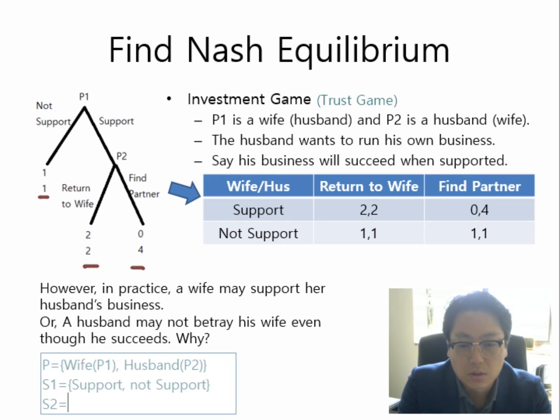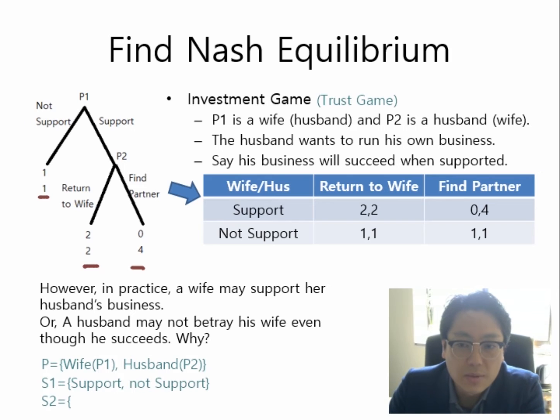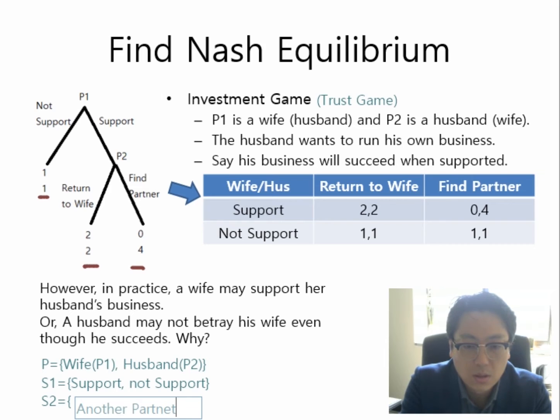Now think about the second player, the husband. In this case, this is a terminal node. There's nothing that the husband can do. Only when this node is reached can the second player, the husband, do something. Once that contingency is reached, the husband can choose between finding another partner or returning to the wife.